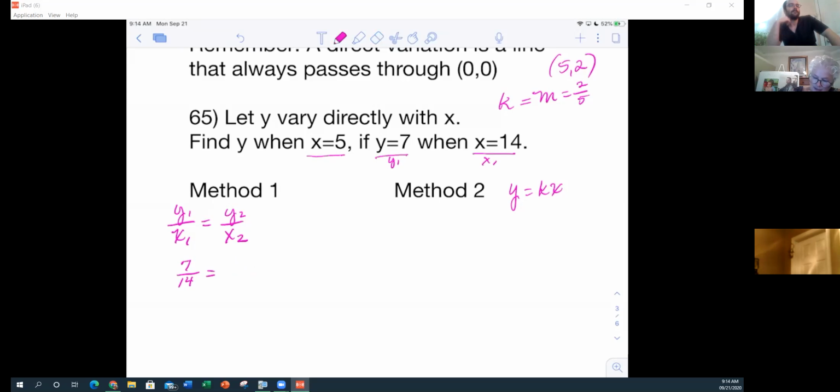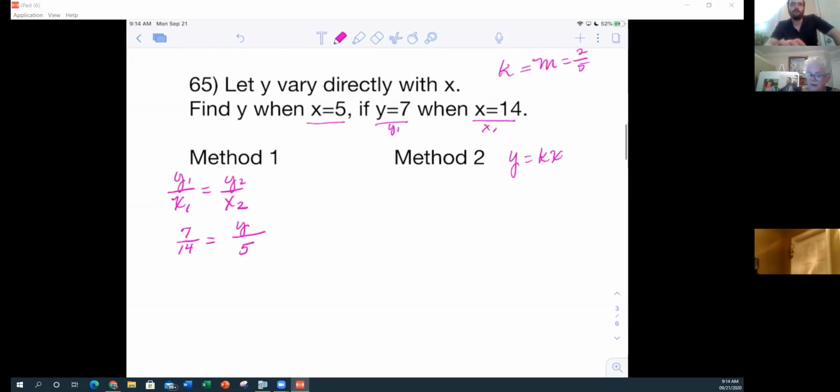So if x equals 5, the x has to go on the bottom, and we're looking for y on the top. And then from here, we can do a cross product, and you can only do that if it's 1 ratio equal to 1 ratio. So I'm going to do a cross product, and I'll get 14 times y equals 7 times 5.